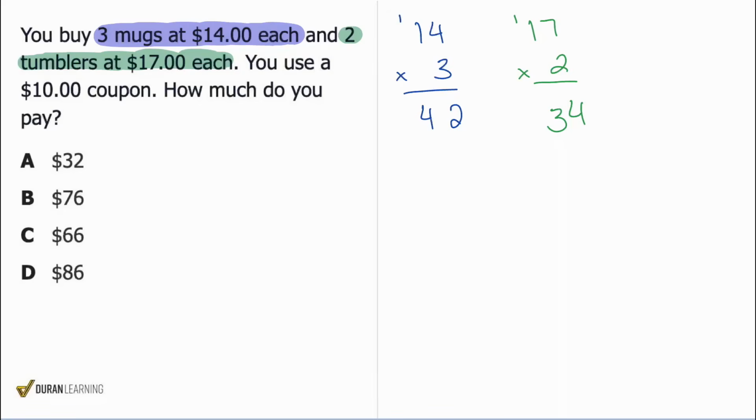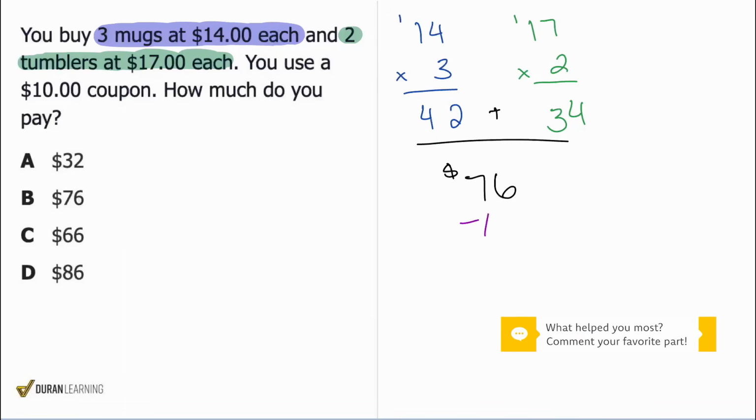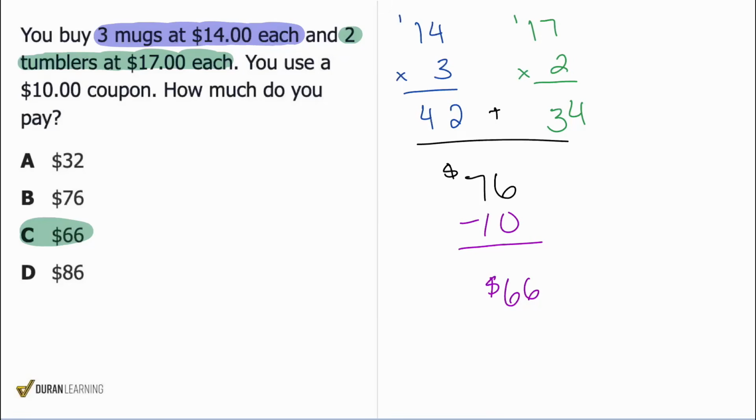So with that, yeah, the $10 coupon is just $10 off of the total. So if we take the $42 and $34 added together, that's going to give us $76. And then we'll apply that $10 coupon, and that'll leave us at 66. So the correct answer here, my party people, will be answer choice C, $66.